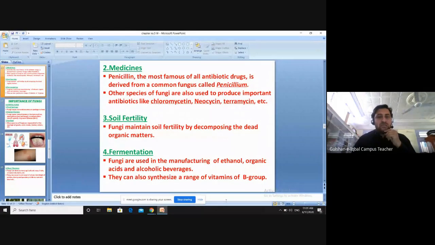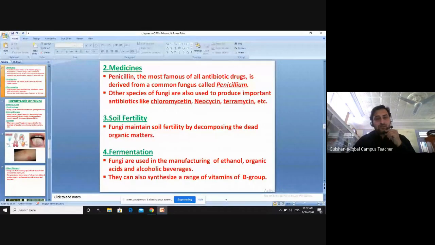Point number 3, soil fertility. Fungus can be used to decompose dead organic matter. As we discussed, bacteria and fungus are the two most important decomposers. When an animal dies or a plant dies, they are decomposed by fungus and bacteria. They decompose these things, get their food from them, and in return make the matter usable again in the soil. The soil gets fertility, where the crops can again grow. So that is very important for soil fertility.